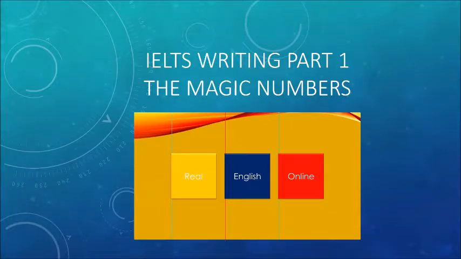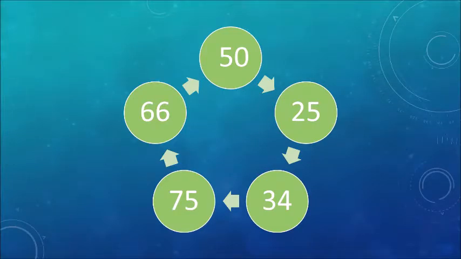Today we're back with IELTS and we're having a look at Part 1 of the Academic IELTS, where you have to write a report about graphs and pie charts and tables. I'm going to be talking a little bit about what I call the magic numbers. In this part of the exam you have to use lots of figures in your answer, and this is one of the problems that people have.